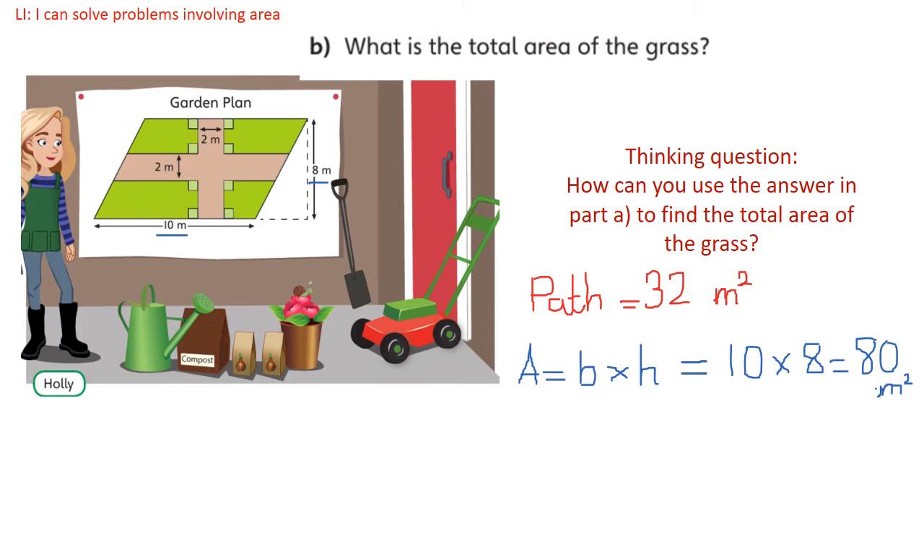But we want to only know what the area of the grass is. We know what the path is already, so we need to take the area of the whole parallelogram, take away the area of the path, and that is going to leave us the area of the grass. 80 minus 32 equals 48 meters squared.